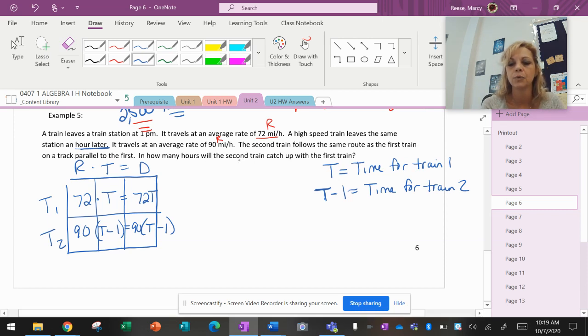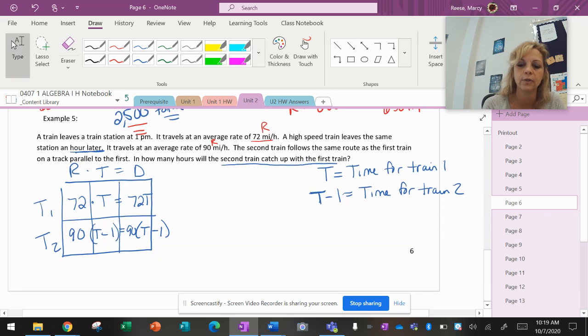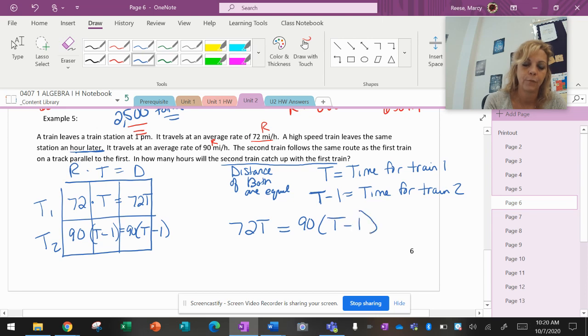Okay, and how many hours will the second train catch up to the first? This is when the distance of both trains are equal, because where they catch up to each other is where that distance is the same. So literally, I'm just going to take their distances and set them equal. Okay? So go. Solve for t. Take a minute and solve for t for me.